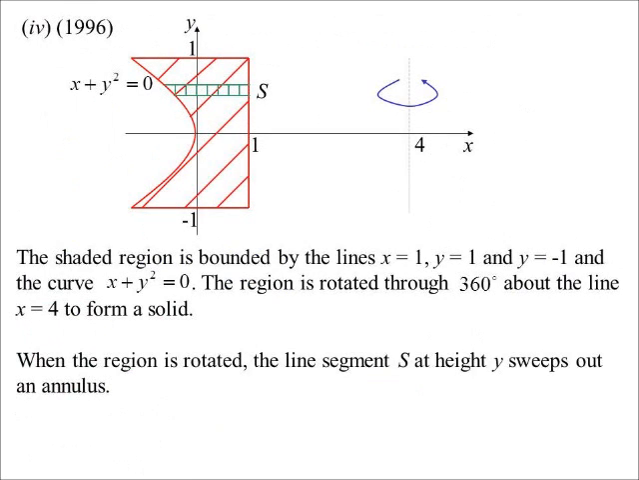Here's one from an HSC, quite a while ago now, 1996. Interesting way of writing it. If you actually look at it, it's just a parabola on its side, but they've written it as x plus y squared equals 0. So this particular red shape, we're going to rotate around x equals 4.